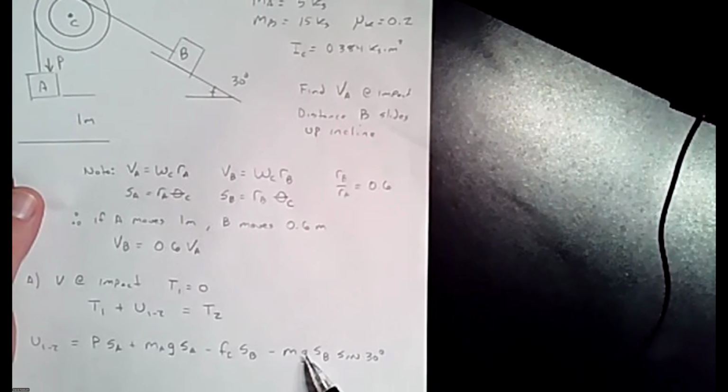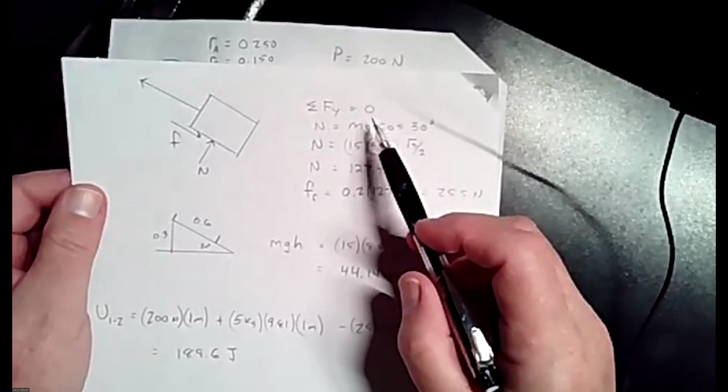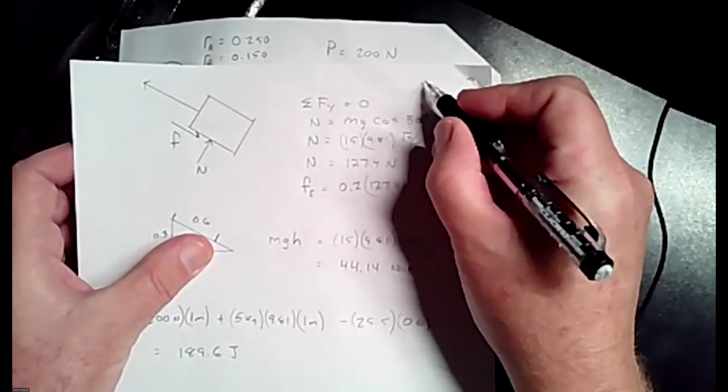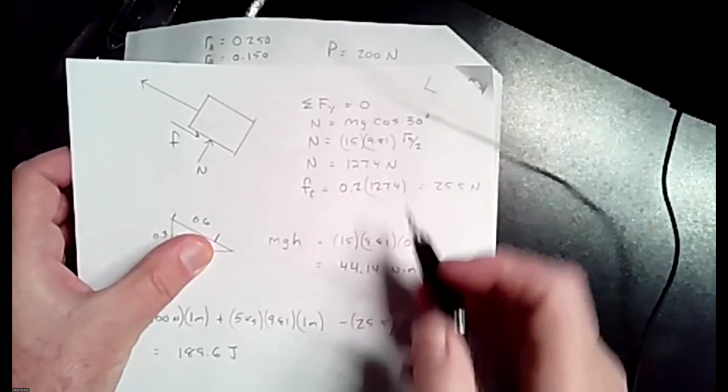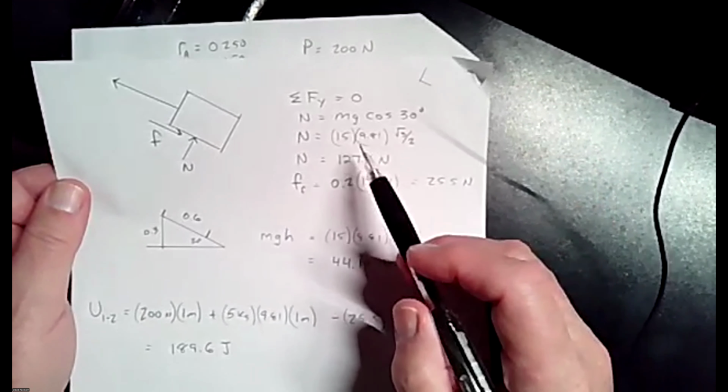And then also it's going to be the increase in gravitational potential energy of B as it goes up an incline. All right. Now to get there, we first need to figure out, back to statics, right? We know that if we sum the forces in the y, where we make our incline like that, we can then determine our normal force is going to be mg cosine theta.